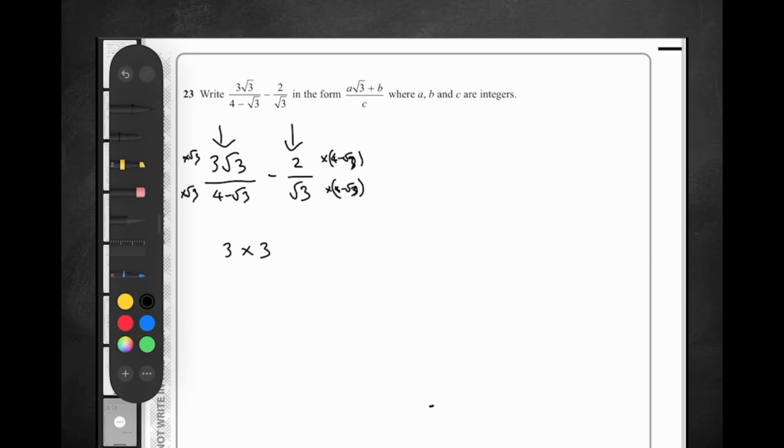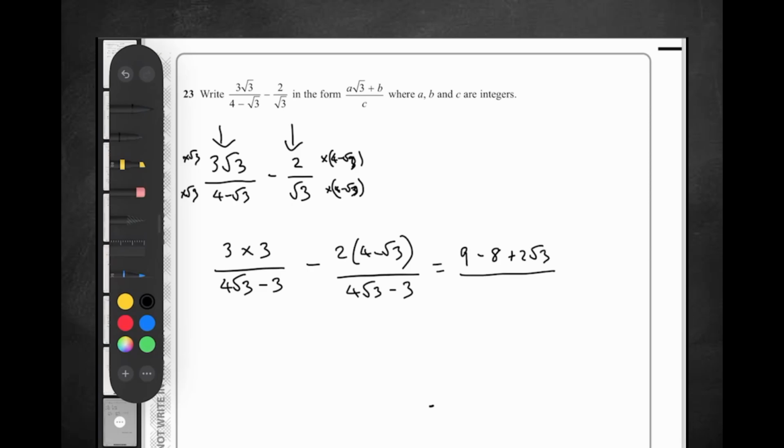Root 3 times 4 is just 4 root 3. Root 3 times root 3 is just 3. It's that one. Minus 2 lots of 4 minus root 3 over the same denominator. Now we can put them all together. So we're going to have 9 minus 8 plus 2 root 3 over 4 root 3 minus 3, which is going to be 1 plus 2 root 3 over 4 root 3 minus 3.